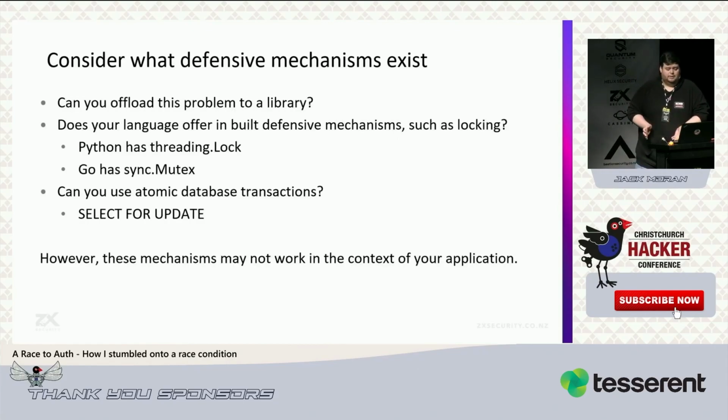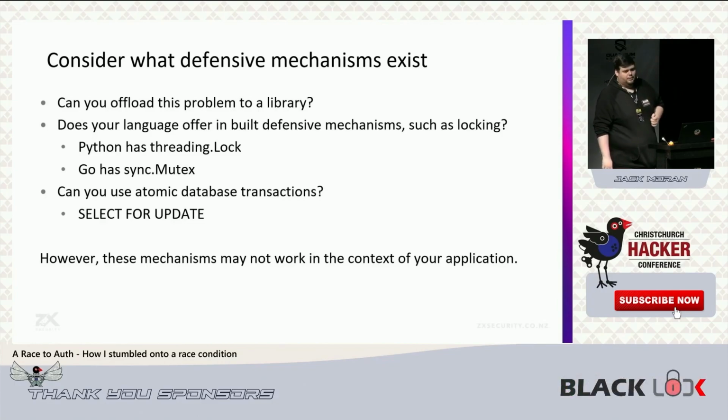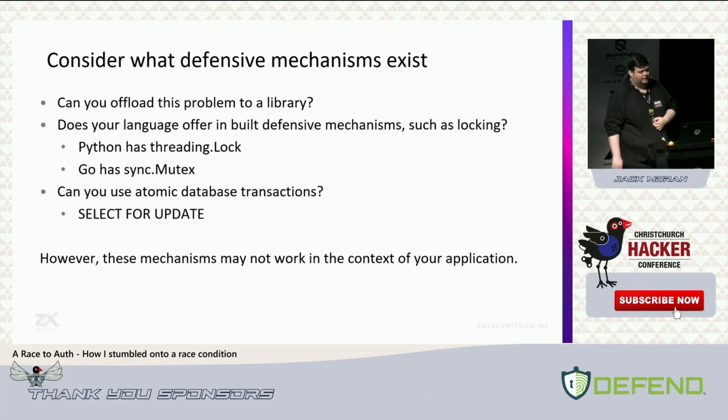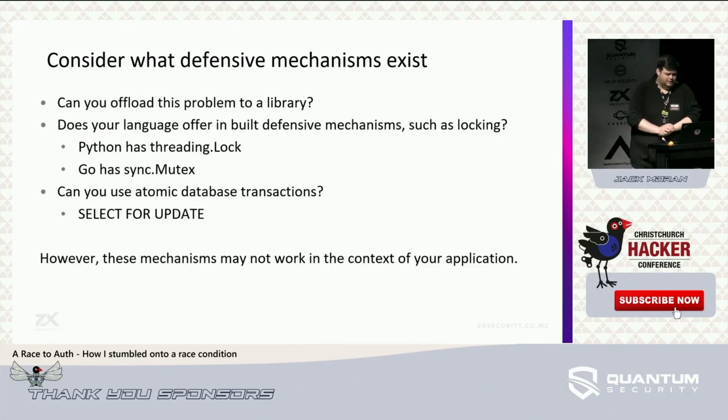And when you're doing this, consider what defensive mechanisms exist. Can you offload this problem to a library? Does the language your app is built in have defensive mechanisms, such as locking? I believe Python has threading.lock, Go has sync.mutex. Can you use database transactions, atomic database transactions, like a select for update? But it's important to note that these mechanisms may not work in the context of your application. Everything is different and unique.